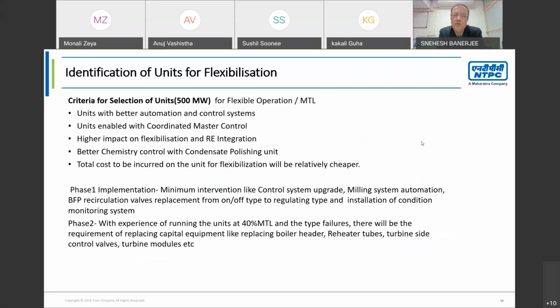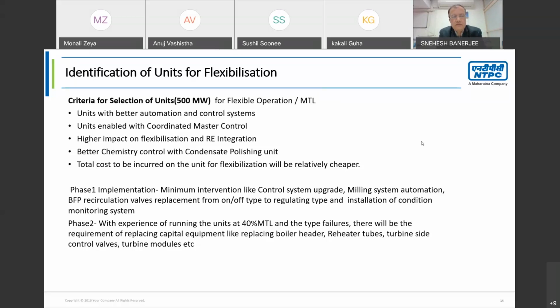What is important is how the units are enabled with better automation and better control systems, whether units are enabled with a coordinated master control, and whether the chemistry controls with the condensate polishing units are there or not. The cost associated with flexibilization does not depend upon the capacity of the unit. So if we can introduce it at a higher capacity, with 500 megawatt instead of 200 megawatt units, we can accommodate more RE with that flexibilization. So these are some of the criteria for which we are targeting 500 megawatt to start with.